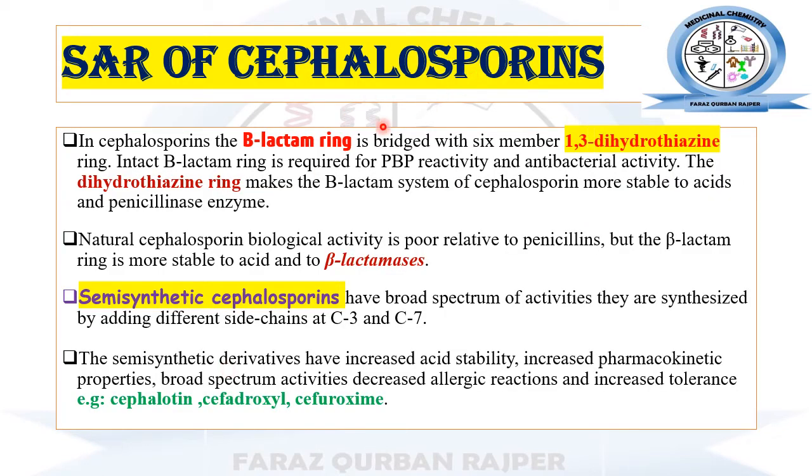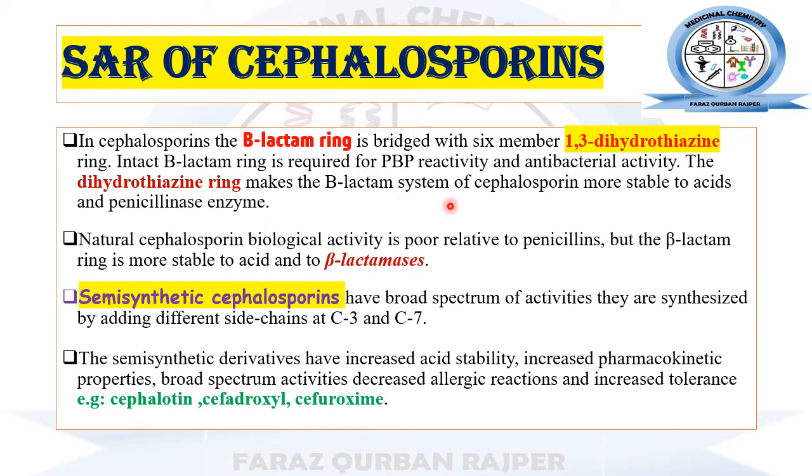SAR of cephalosporin. So basically the cephalosporins are beta-lactam antibiotics in which the 4-membered beta-lactam ring is fused with the 6-membered 1,3-dihydrothiazine ring. So what is the function of these two rings? Basically the beta-lactam ring is responsible for the binding of the beta-lactam antibiotic, here the cephalosporin, with the penicillin binding protein to cause inhibition of the transpeptidase enzyme to produce its antibacterial activity. Clear? So basically the beta-lactam ring is essential for the antibacterial activity.